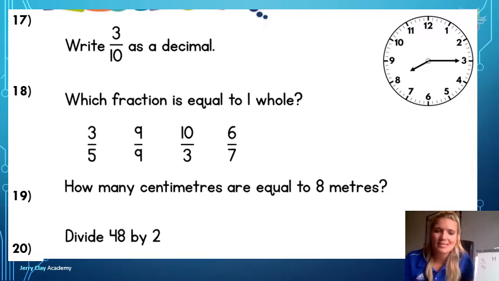Number 19, how many centimetres are equal to 8 metres? So think about your conversions. And then finally, what is 48 divided by 2? There are different ways that you can do that. We can do our dividing, our partitioning, or we could count up in our 2s to find the answer really nice and quickly.